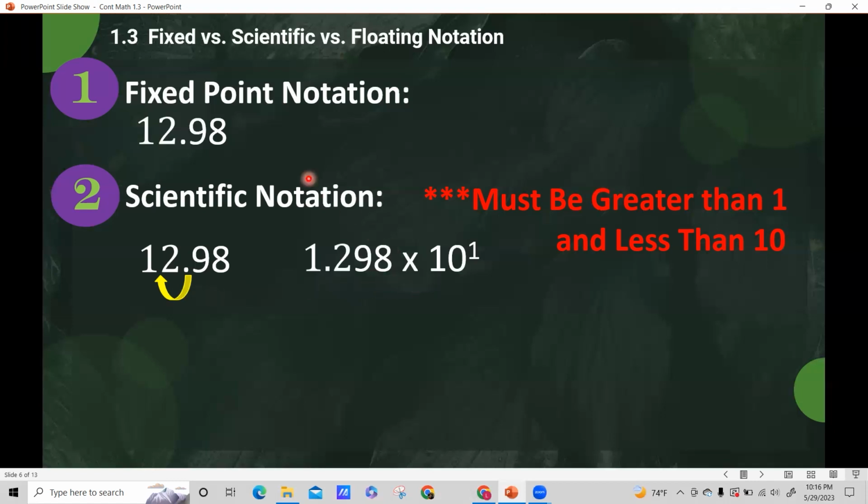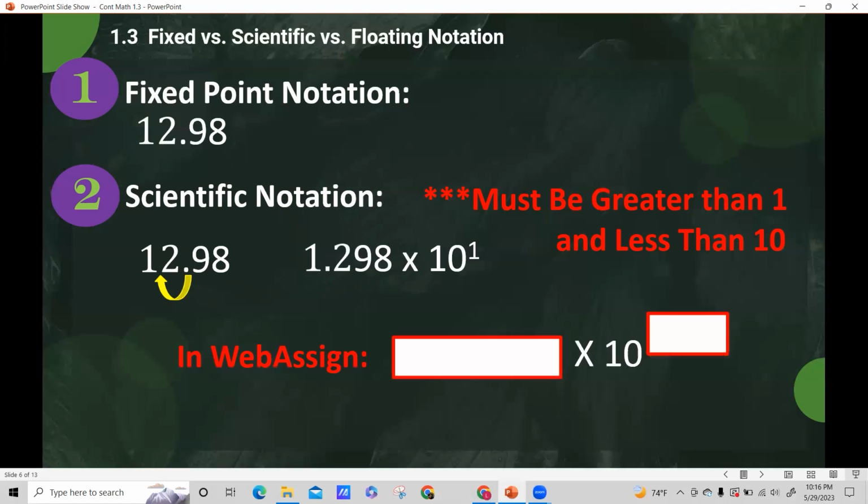So we have fixed point notation, scientific notation. Now, whenever you are working on your homework, you have one other problem that you have to deal with, and that is in WebAssign. In WebAssign on the computer, you will have something that looks like this on your computer screen. A lot of my students are just like, what are we supposed to do with this? So this is your answer, and this is how you're supposed to put it into the computer. If this is your answer, you're supposed to type 1.298 in the first box, and then you put a 1 in that second box. So you can kind of see that's 1.298 times 10 to the first power. All right, so that's how you would put this answer in WebAssign on the computer.